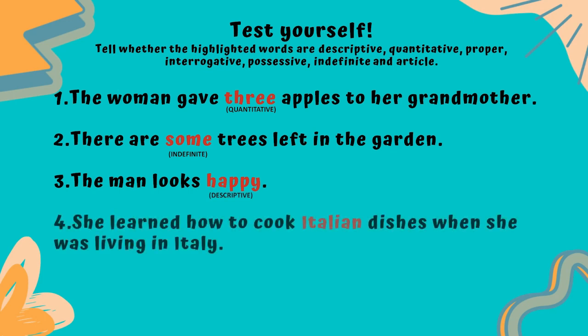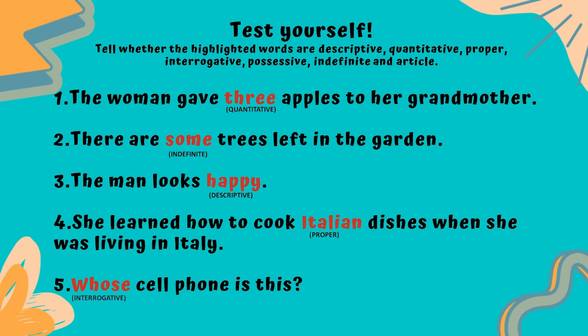And number 4, we have she learned how to cook Italian dishes when she was living in Italy. The word is Italian. The word Italian in this sentence is an example of a proper adjective. And lastly, we have whose cell phone is this? The highlighted word whose is an example of an interrogative adjective.